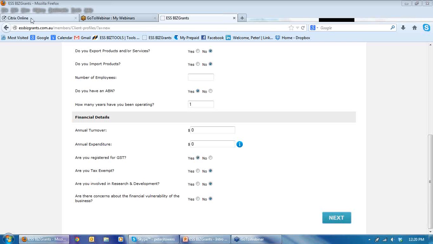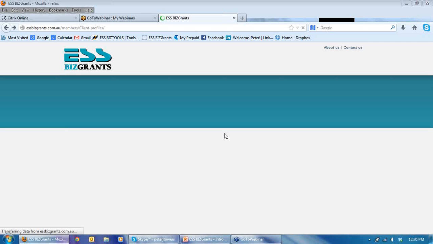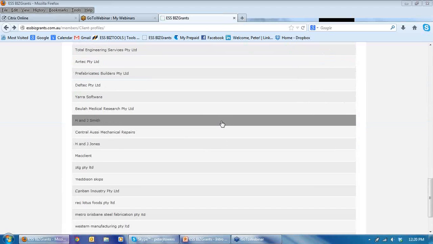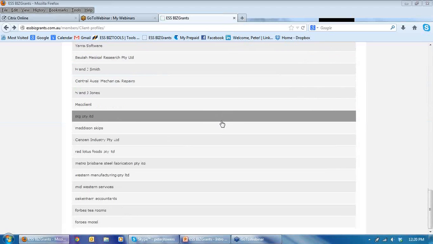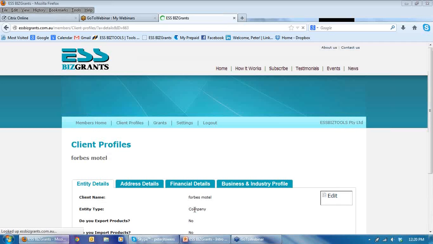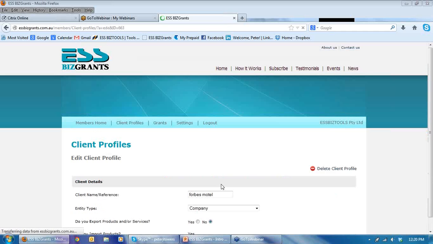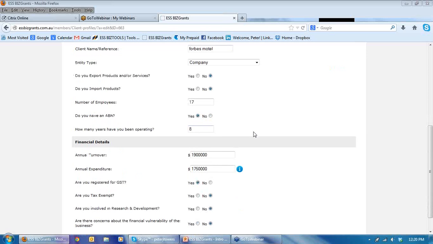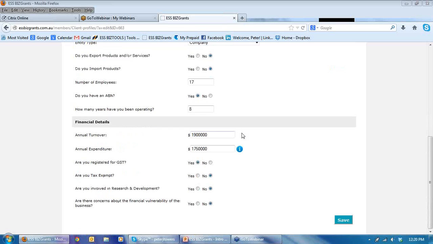So what we're going to do now is go through and show you a complete application. It takes a bit of a while. I'm just going to pick one out, one we did recently. We had a business which we called Forbes Motel. We based it in Forbes, and we'll edit and go back so you can have a quick look at what the criteria was. We said that they were a company. They don't export, they don't import, but they've got 17 staff. They've got an ABN. They've been operating for 8 years. Turnover at 1.9 million, expenditure 1.75. They're registered for GST. They're not involved in R&D. So we'll move on.